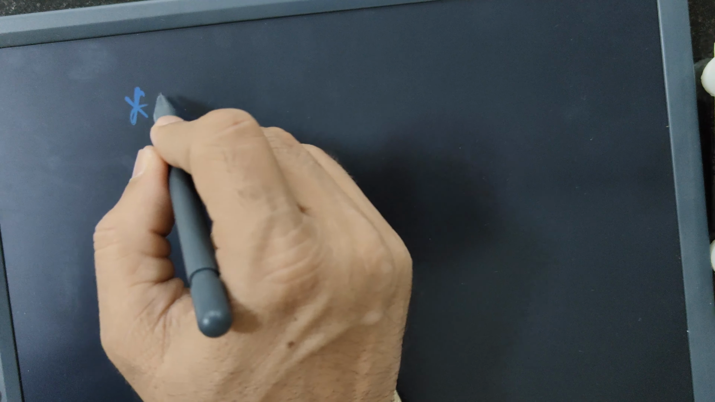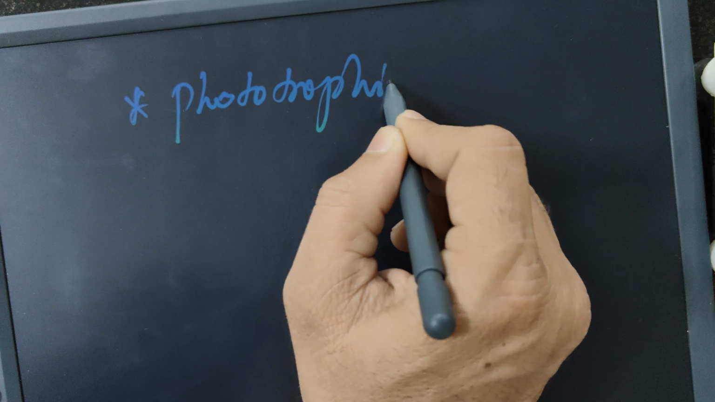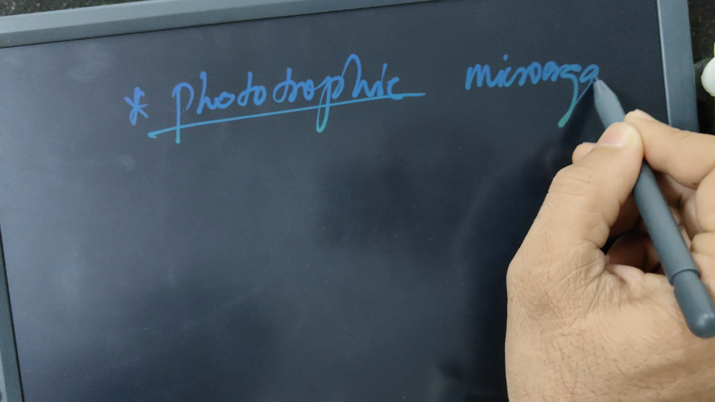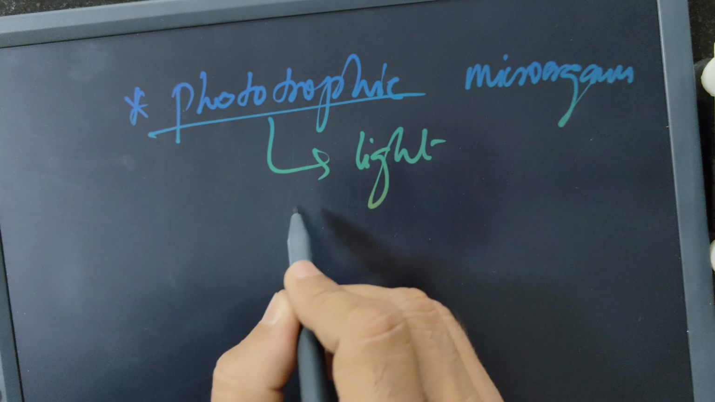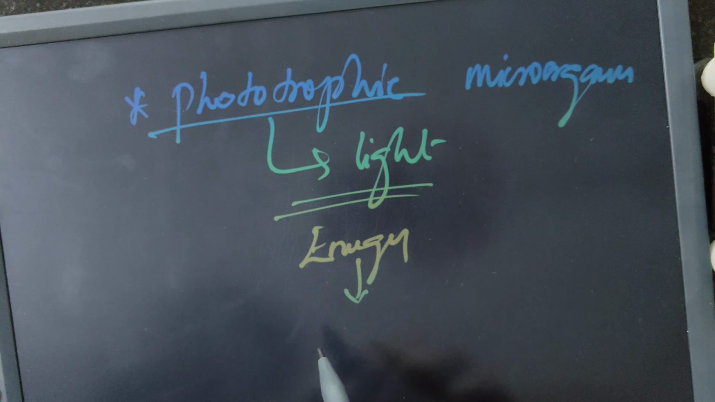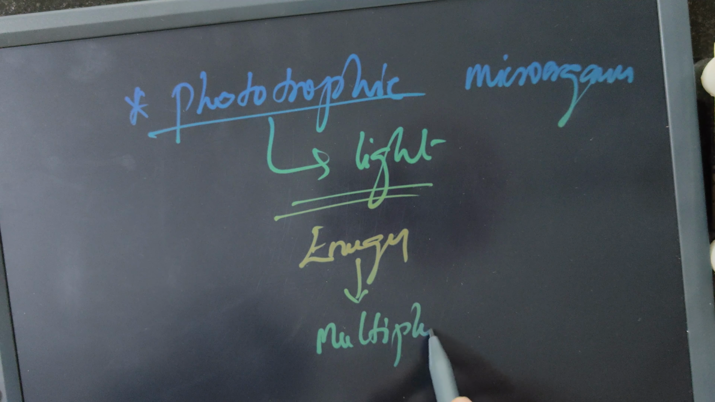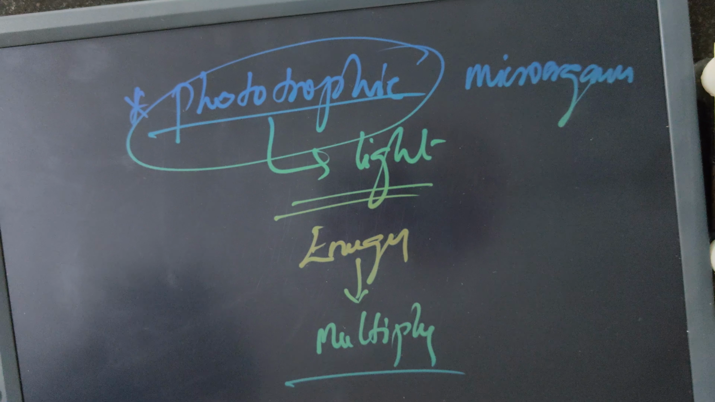They are phototrophic microorganisms, which means they require light in order to get energy and in order to multiply. So they are phototrophic microorganisms.